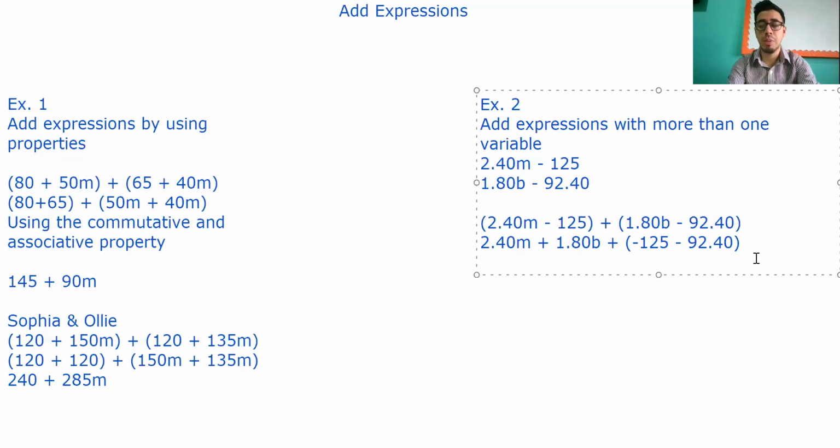So at the end, we obtain 2.40M plus 1.80B minus 217.4, okay? So the expression represents the profit from selling the muffins and bagels. They sell the muffins and bagels, and they have an amount of money that they earn, but they need to subtract the cost of the ingredients because they spend money to buy the ingredients, so they don't have all the money for them, okay? They need to pay for the ingredients.